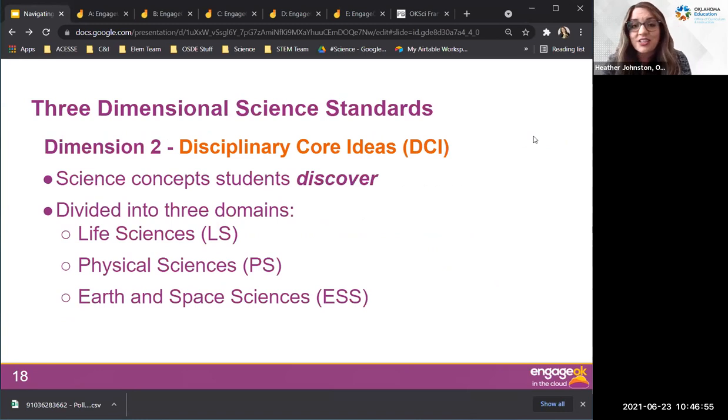The second dimension is the disciplinary core ideas. This is the one that we are usually more familiar with, as it is the science content pieces. We hope that the students are discovering and learning this information through the investigations, and they are divided into 3 domains: life sciences, like biology and environmental science; physical sciences, which is chemistry and physics; and then the earth and space sciences.